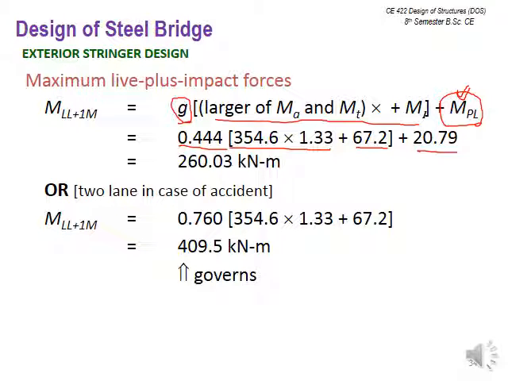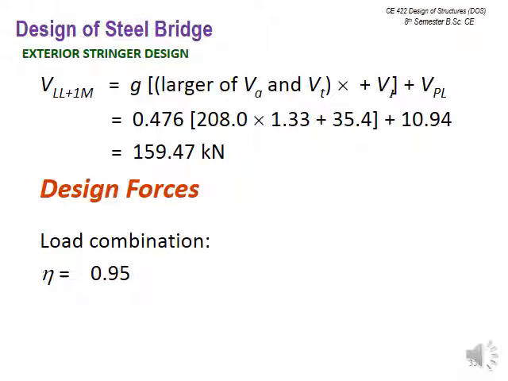The sidewalk is separately calculated, it is 260.03. For the 2 lane loaded in case of an accident, this value is very small, so in case of an accident you can consider 0.760, that was for the 2 lane in case of accident. So that's obviously going to be governed. Here on the same lines you are getting 159.47. So this is already from the 2 or more design lanes loaded, 159.47.